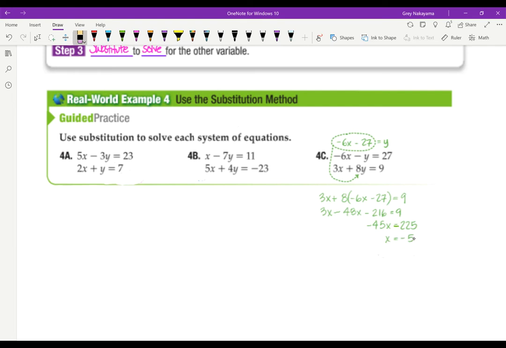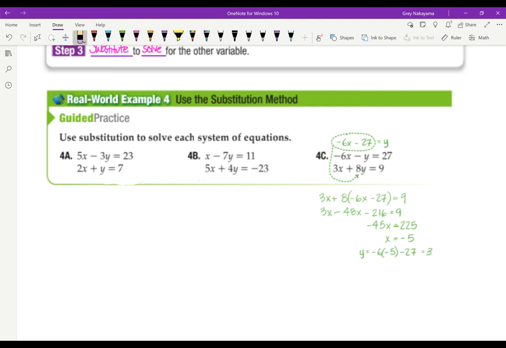And then, easiest, y'all, you can take this x equals negative 5 and plug it into either one, but you've already solved for y. So it is somewhat easier to use this one. So that's what I normally do. So I put in y equals negative 6x minus 27, and I'm plugging in negative 5 for x, and that gives me 3. So my answer, you cannot leave it. x equals negative 5 and y equals 3.